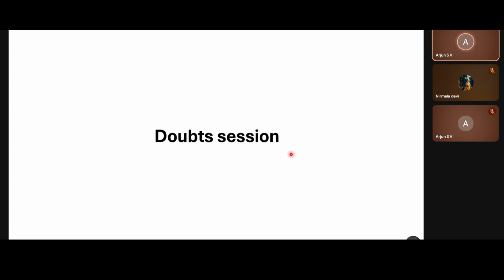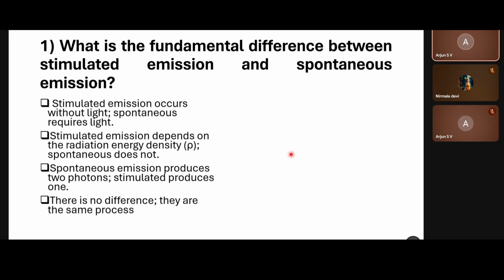Okay, if there are no doubts for now, we'll just get started with the problems. So the first question given here is, what is the fundamental difference between stimulated emission and spontaneous emission?